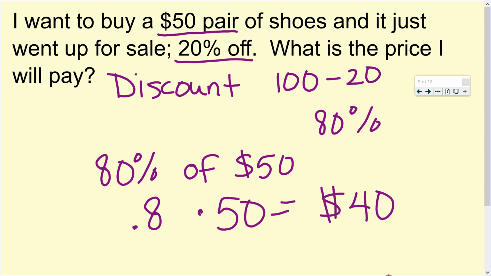Okay, this is not the only way to do this problem. Another thing you could do is you could find 20% of 50, which is 10, and then you could do the subtraction. 50 take away 10 would also give you 40. In my opinion, though, that's a little bit more difficult because you have that extra subtraction at the end. This, you can just do in one step, okay?